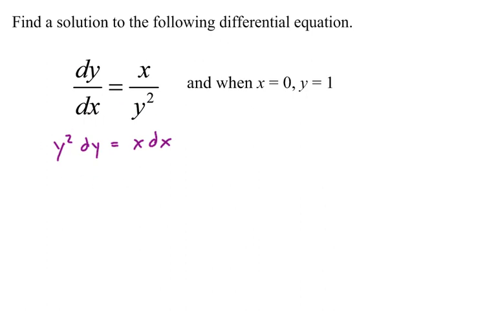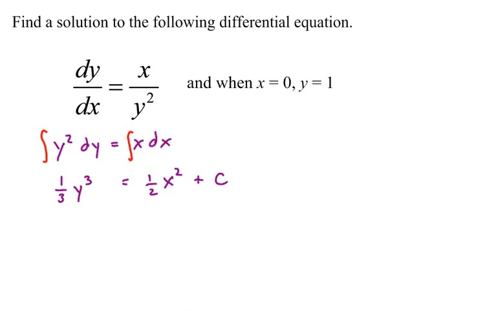The next step is to integrate both sides, so I'm going to put an integral sign in front of both of these. And the antiderivative of y squared is 1/3 y cubed, and that equals 1/2 x squared. And then we're going to put a plus c over here.